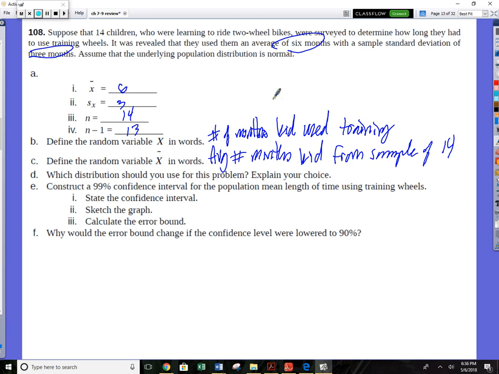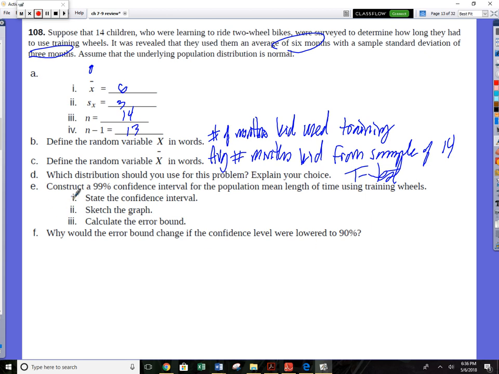Okay, what distribution should you use? Now, let's see, what do we got here? Are you going to use a z-test or a t-test? And we are going to use, because we don't have sigma. If you've got sigma, use the z-test. We are going to use the t-test.